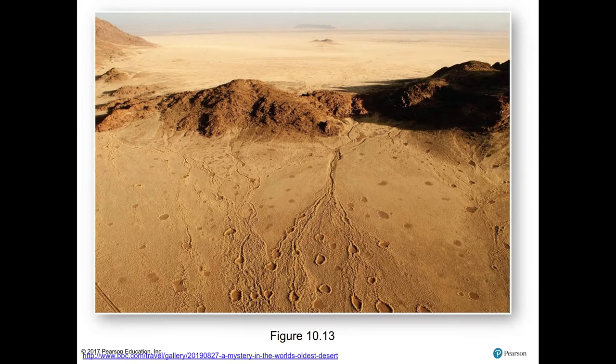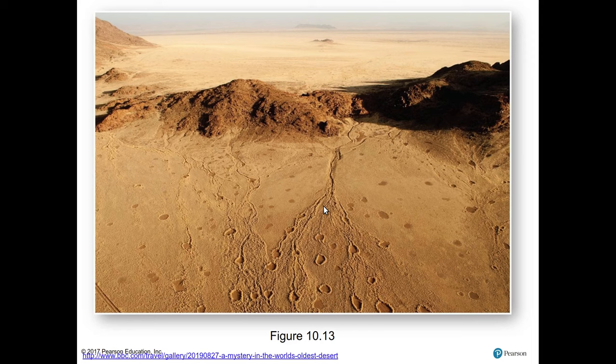And some examples. This would be an ephemeral stream on the Sossusvlei Plain in Namibia. And these features are called fairy circles. I've included a link in the actual lecture slides to an article in the BBC about the origin of these fairy circles, because scientists aren't sure what causes them. It is a poorly understood phenomenon.